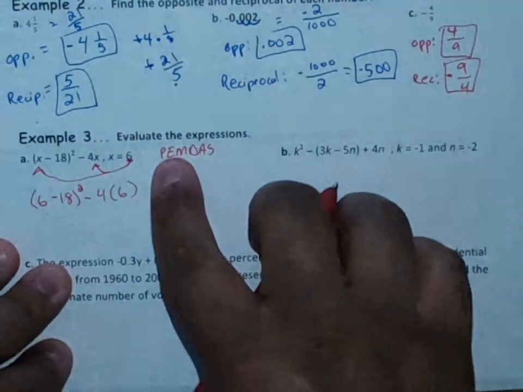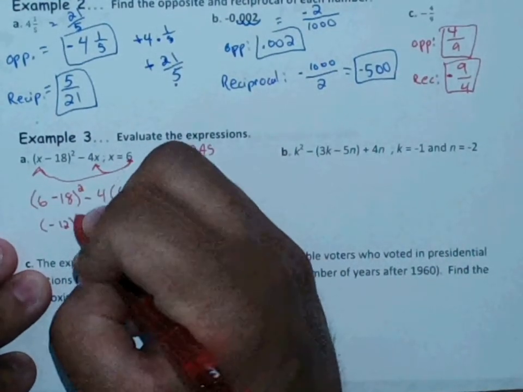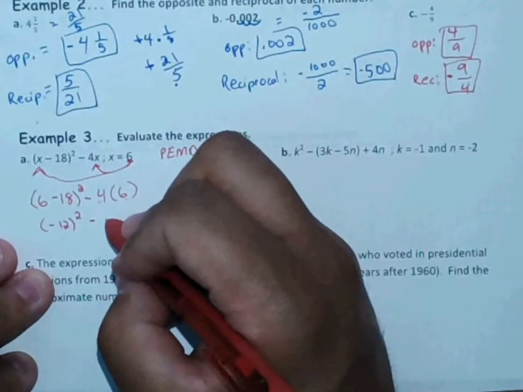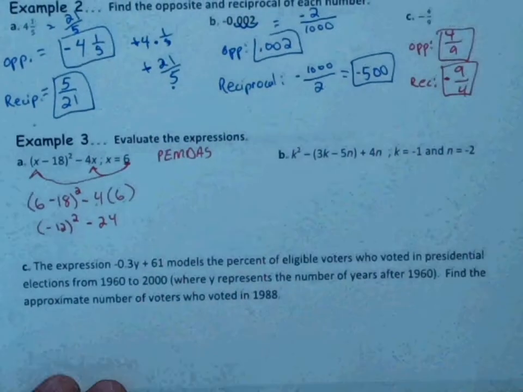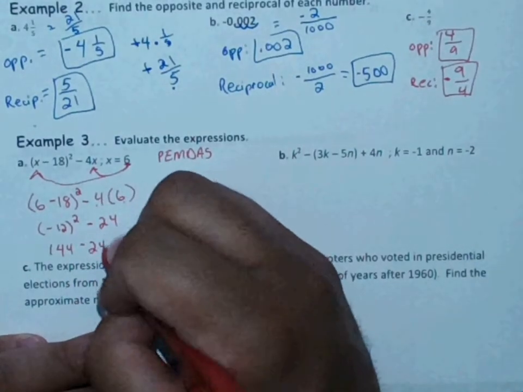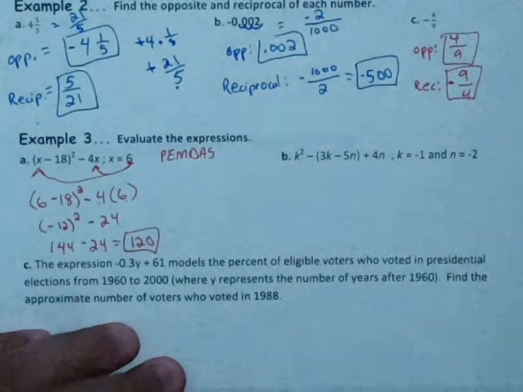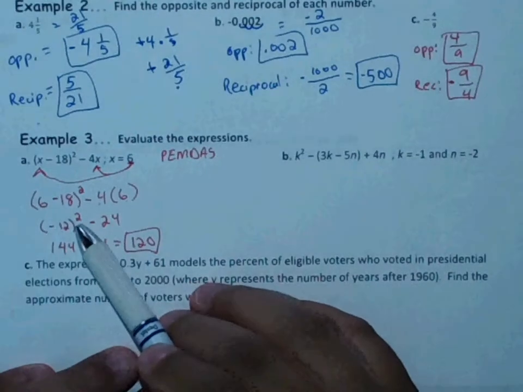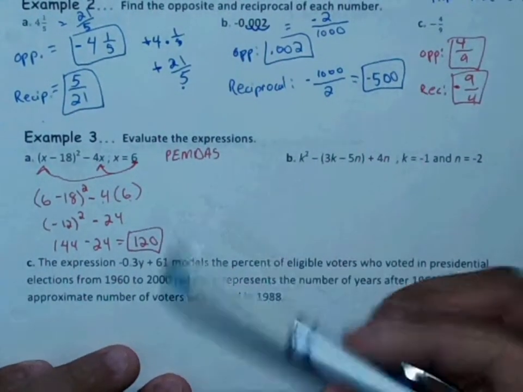Parentheses goes first, so 6 minus 18 is a -12 squared minus 4 times 6, which is 24. -12 squared gives me a positive 144 minus 24, which equals 120. So I did my parentheses, then my exponent, and then I did my subtraction, which comes a little bit later down the line in my PEMDAS.